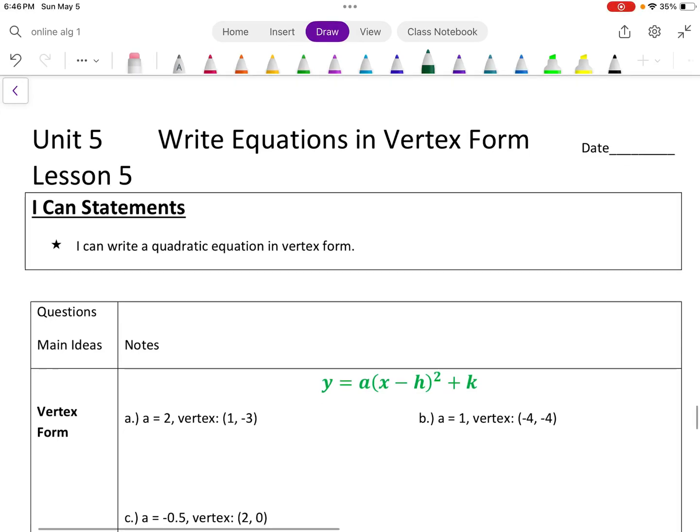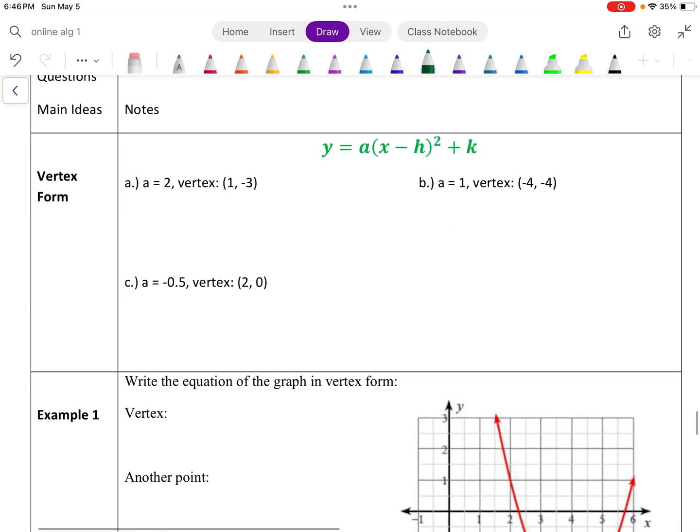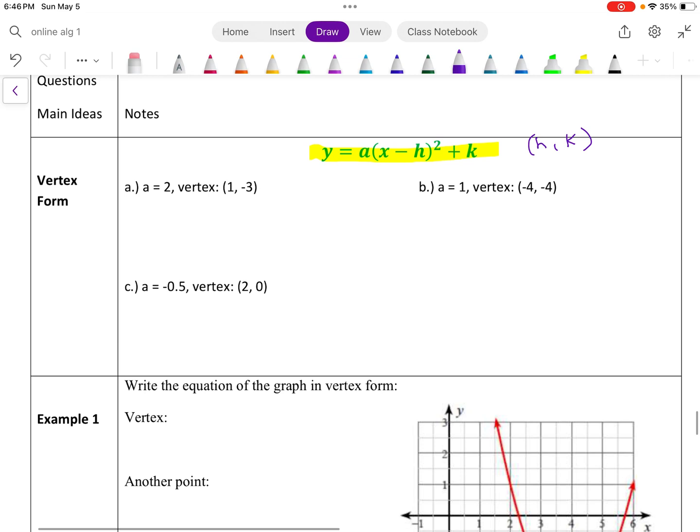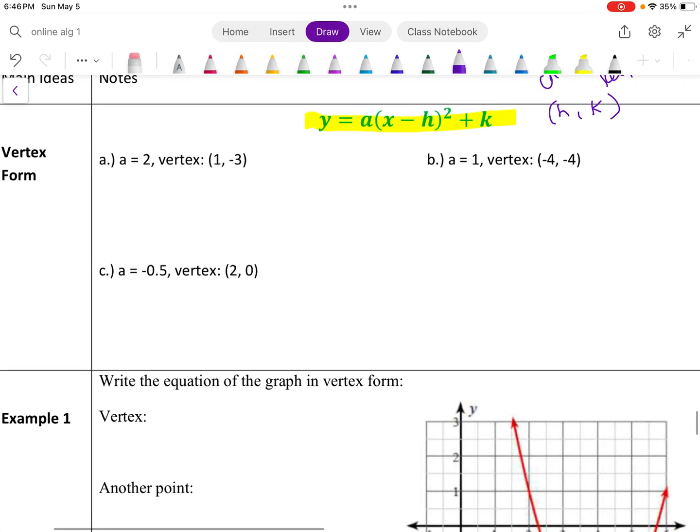We're going to talk about how to write an equation in vertex form. Remember that vertex form, y equals a times the quantity of x minus h squared plus k, is called vertex form because we can figure out the vertex just by looking at it, right? h is our x value, k is the y value. Remember, you change the sign for h and then you keep the sign for k.